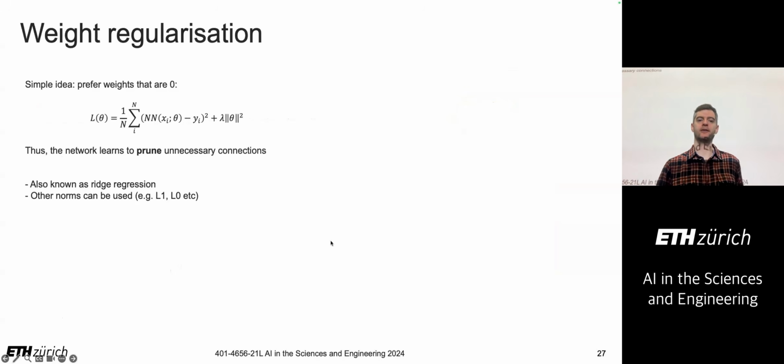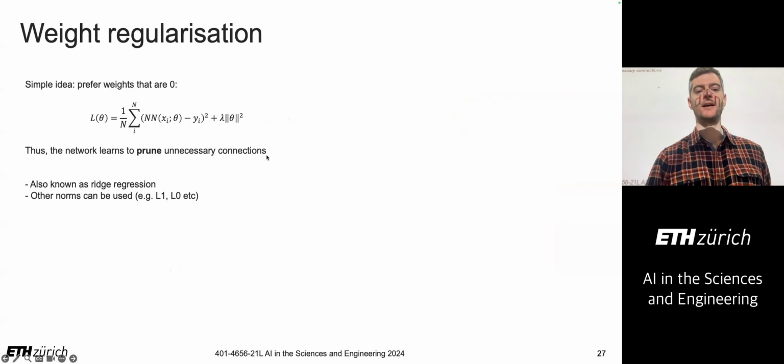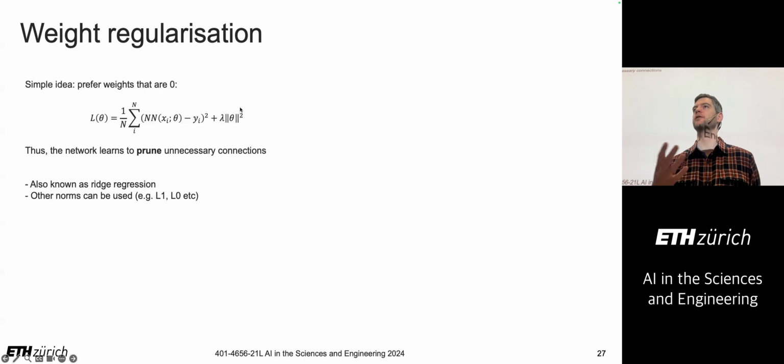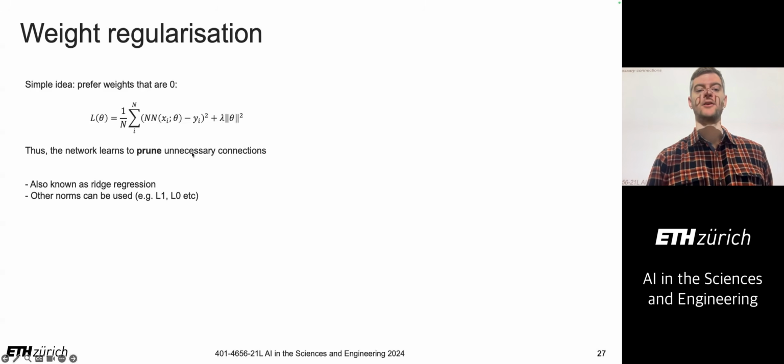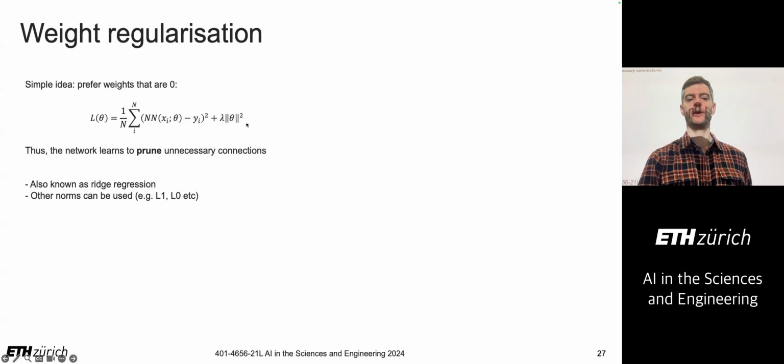So let's talk about weight regularization. It's a very simple idea, and it's to say, well, we know that over-parameterized networks tend to overfit the data. So let's just add a soft term in the loss function that just tries to minimize the L2 norm of the weights. So what is this saying? It's saying I prefer weights that are close to 0 rather than large values. And you can think of that as asserting some prior that the network learns to prune unnecessary connections. So it makes itself a leaner model as it trains, and this can help overfitting. This is also known as ridge regression, and we can use other norms like an L1 norm or even an L0 norm, depending on the type of regression.